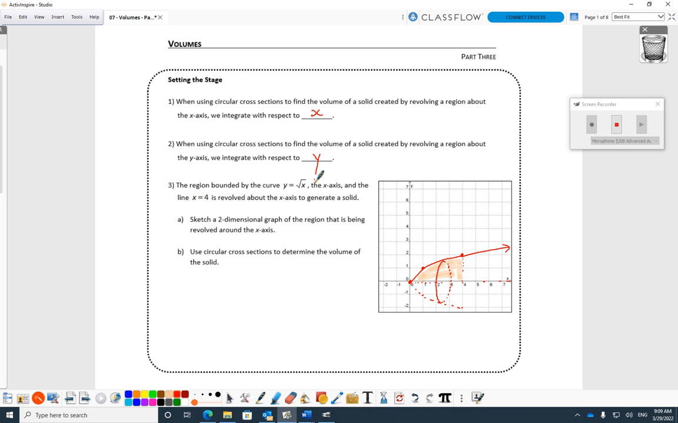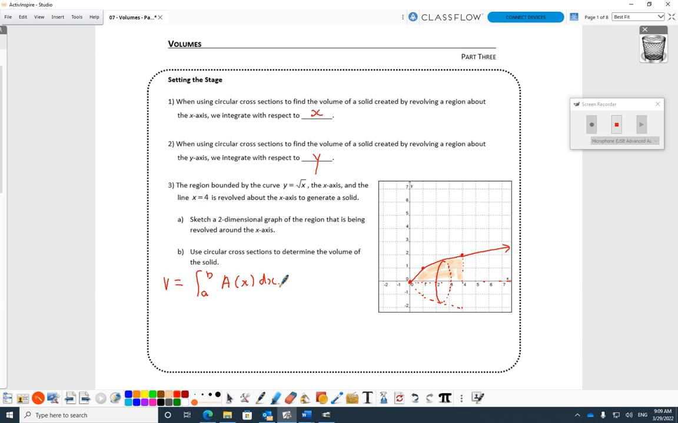Anyway, where was I? Sketch a two-dimensional graph of the region that's being revolved around the x-axis. Okay, I did it. Use circular cross-sections to determine the volume of the solid. Here's your powerful formula. Volume equals integral from a to b of A(x) dx. And I chose x because I decided by looking at the picture, or from question one, that we were integrating with respect to x.